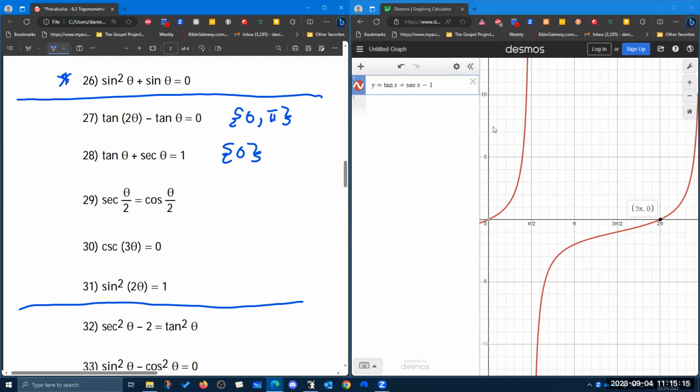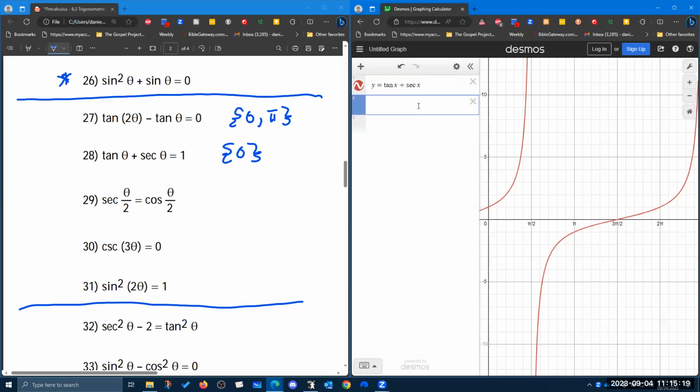Alternatively, if you wanted to put in a second equation of y equals 1 for the right-hand side, you could find the points of intersection, and those x values would also give you the solutions. Remember, your restriction on your solutions here is from 0 included to 2 pi not included, so we do not include this answer at 2 pi over here.